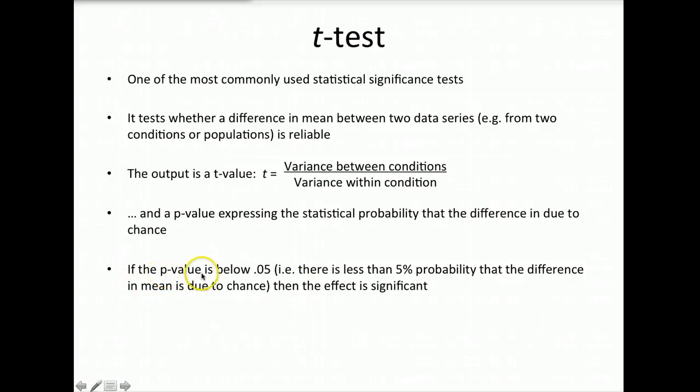A p-value is always a value between 0 and 1, which means that if we get a p-value below 0.05, which corresponds to the 5%, then the difference in mean is significant. That is, it's no longer likely to be due to chance. Again, this threshold of 0.05 is really just a convention, and often we would like it to be somewhat lower than 0.05 to really trust a finding.